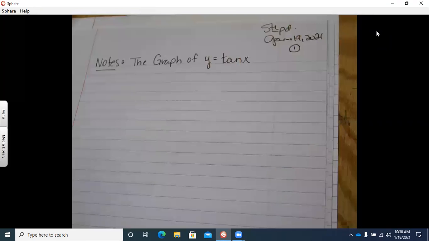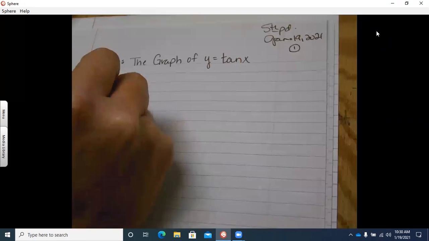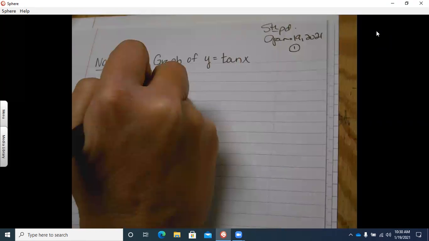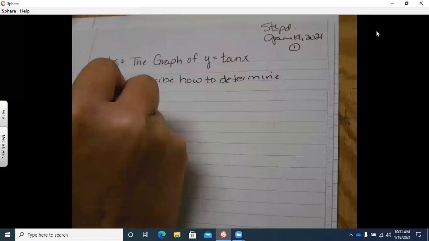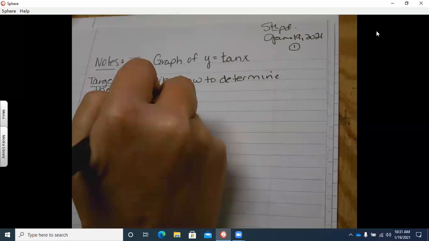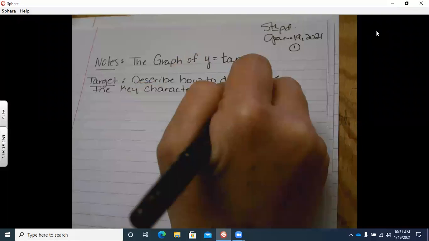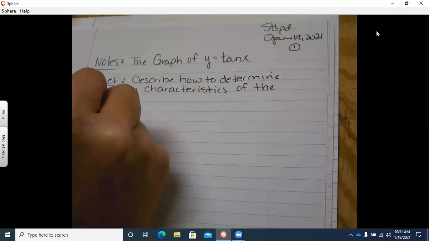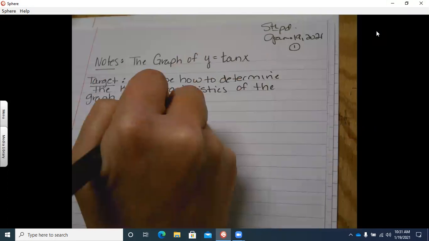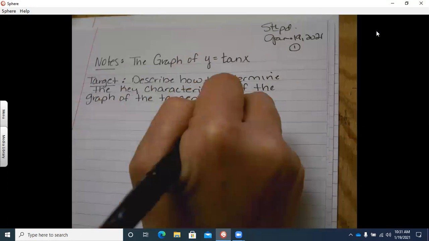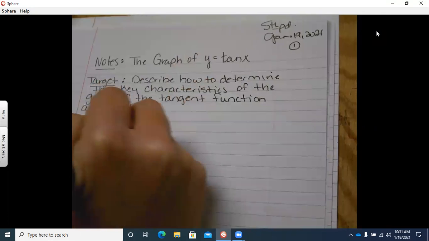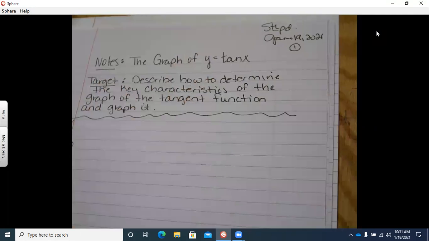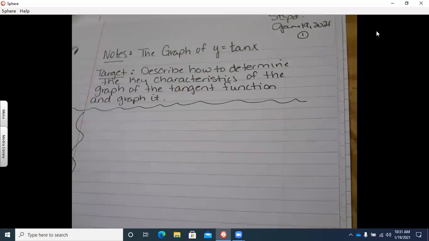And let's try it. Describe how to determine the key characteristics of the graph of the tangent function and graph it. Like I said, a lot of words to write today. Sorry.